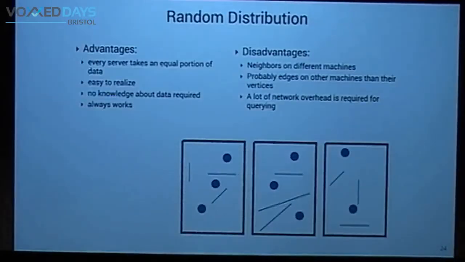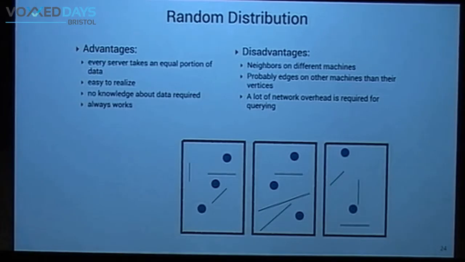The advantage is every server takes an equal portion of the data, so all of them are filled to the same amount. It's super simple to implement and to realize. It doesn't need any knowledge about the data. It always works. Disadvantages: it's most likely that the neighbors are on different machines, and probably the edges are on different machines than their vertices. Therefore we have a lot of network overhead required for querying, because the graph in memory looks like this. You cannot figure out where which part was and how it is connected anymore.